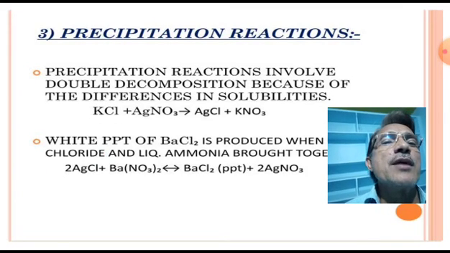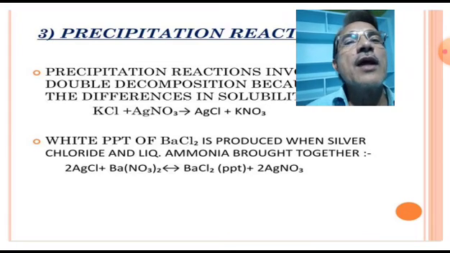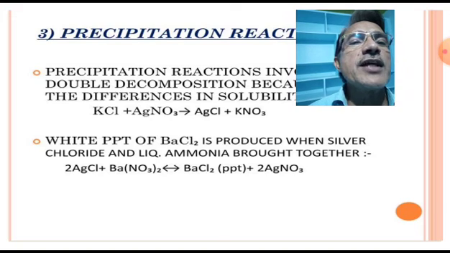Precipitation reactions. Precipitation reactions involve double decomposition because of the differences in solubilities. KCl plus AgNO3 gives rise to AgCl plus KNO3. In a precipitation reaction, a double decomposition reaction takes place. When silver chloride and barium nitrate are brought together in liquid ammonia, barium chloride is produced as a white precipitate.